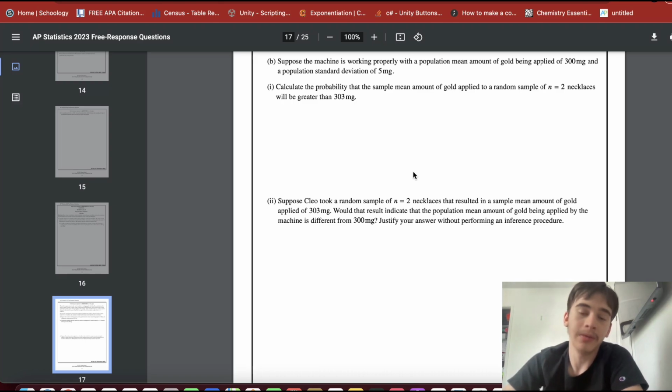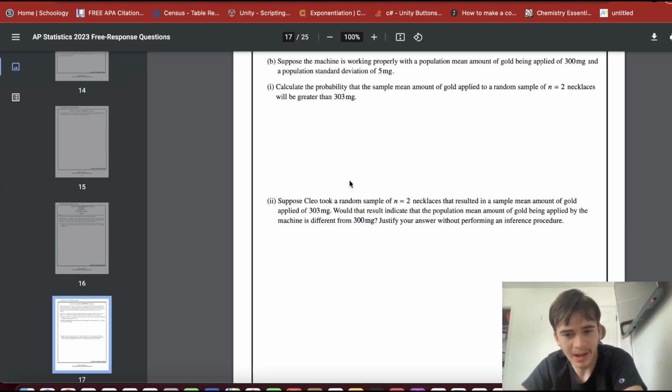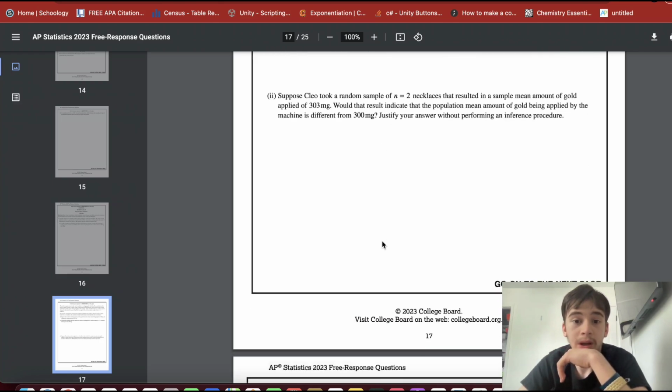However, if the probability is very high, then we can't really say much, so we just have to accept that it's 300. I believe the probability ends up being like 0.08 or something. So you would have no indication that the population mean amount of gold being applied by the machine is different from 300 milligrams.